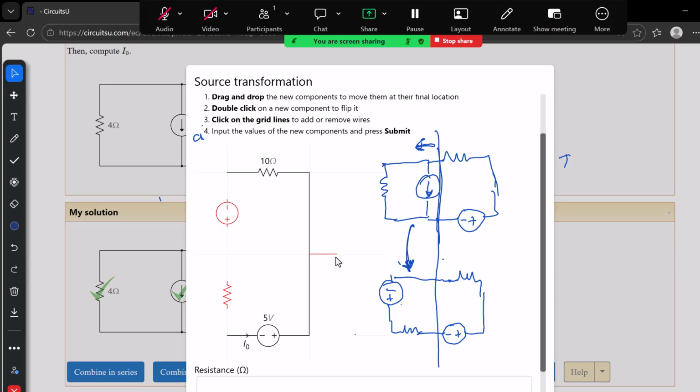Notice that I clicked a little here and then a red line appeared. So this is what I'm going to be doing in between the terminals. In between the terminals of each circuit, I will click on the grid to draw the lines. So this is what we got, and this is the transformation.